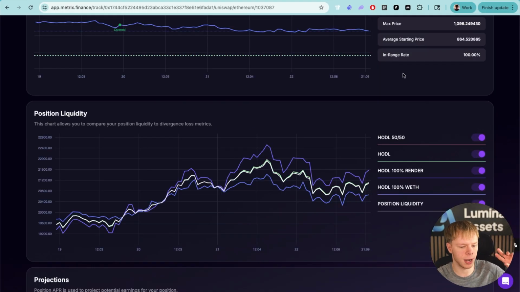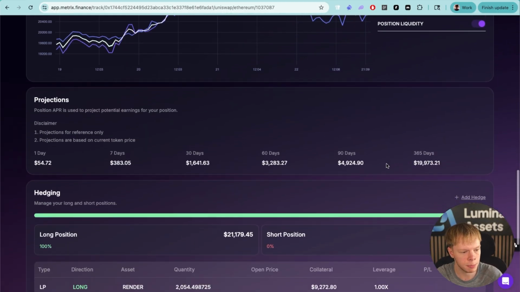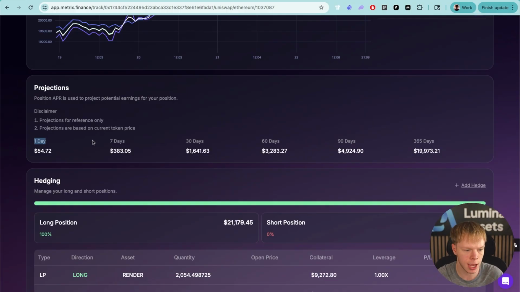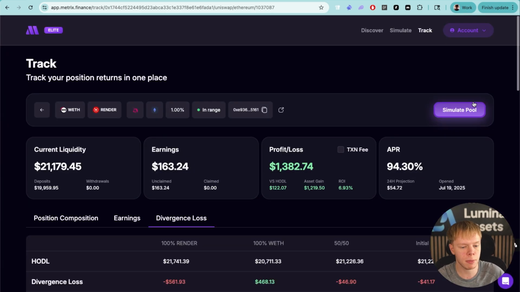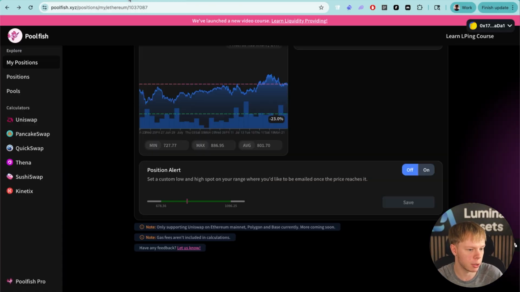On top of that, Metrix Finance plots your position on a chart, so it shows you how your position performs to HODL metrics over time, so that way you can truly see your earnings build up. It shows you projections across not just 1 day, but 7 days, 30 days, 60 days, 90 days, and 365 days. It allows you to actually open hedges on your position so you could view your true profit loss if you are running a delta neutral strategy. And there are many, many other minor aspects of Metrix Finance that we're not going to dive into today.